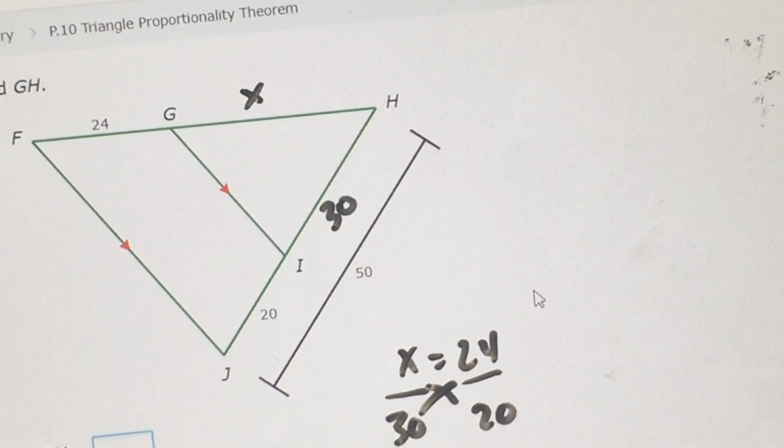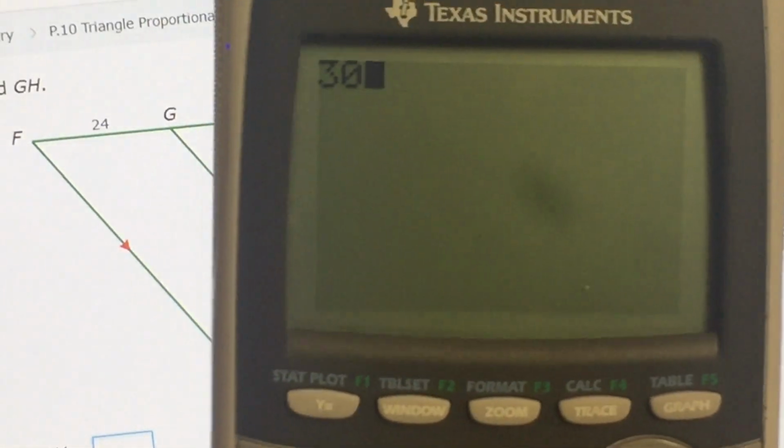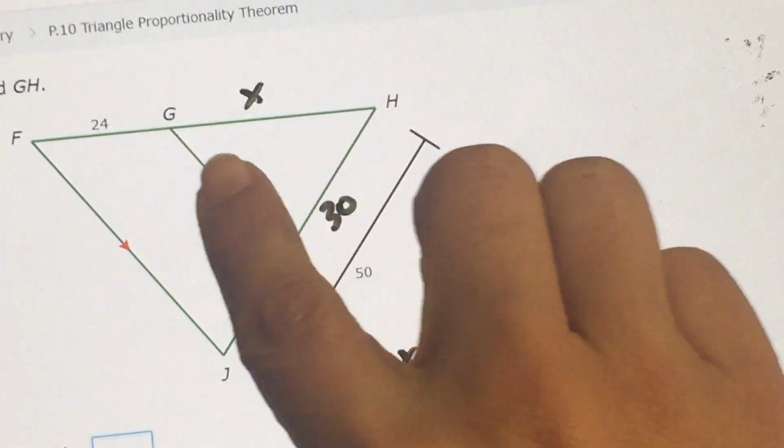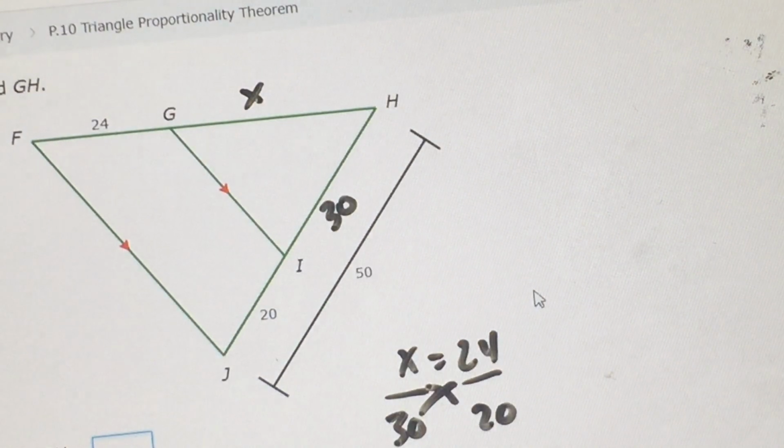Oh, IXL, I see what you're doing there. All right, so 30 times 24 divided by 20. So x is, GH is 36. GH is 36.